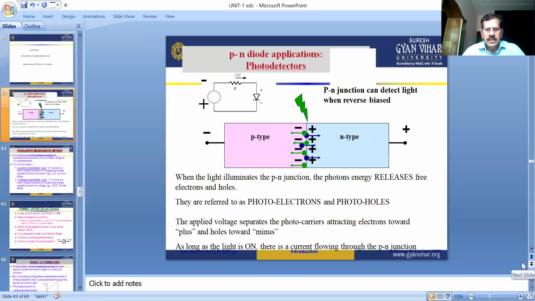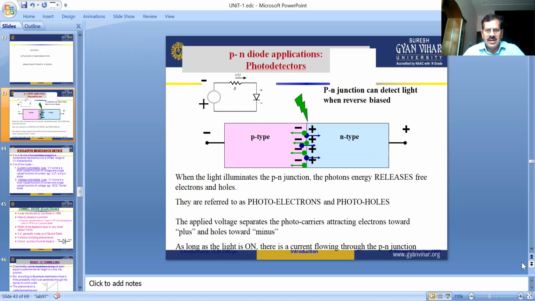When light illuminates the PN junction, the photon energy releases free electrons and holes. They are referred to as photoelectrons and photoholes. The applied voltage separates the photo carriers, attracting electrons toward plus and holes toward minus. As long as the light is on, there is a current flow through the PN junction.